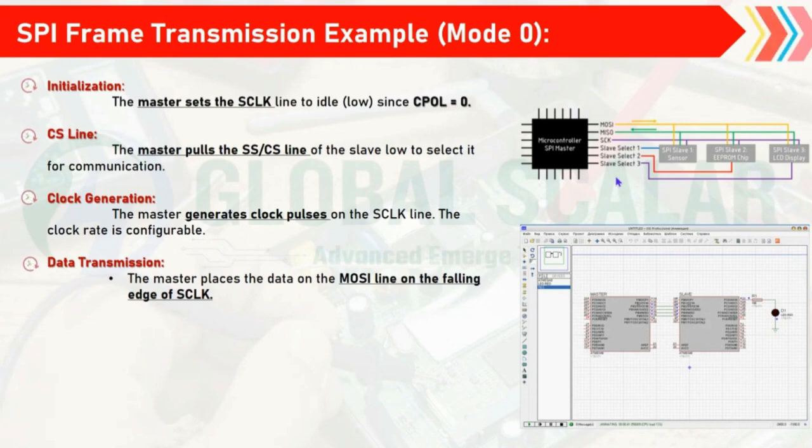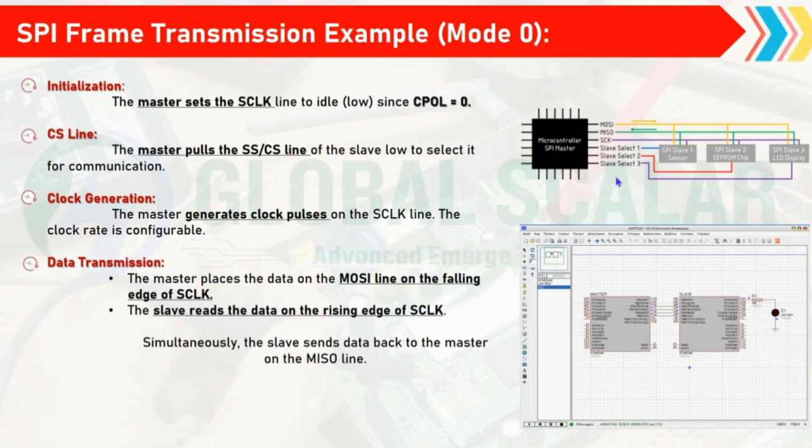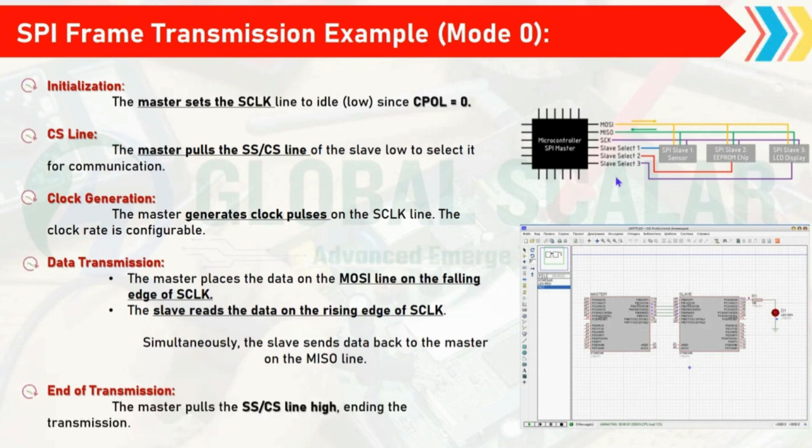Here, CPOL is 0 and CPHA is 0, so the data is driven on the falling edge of the clock. The slave reads the data on the rising edge of the clock. Simultaneously, the slave sends data back to the master on the MISO line, master input slave output. After that, the transmission ends when the master pulls the slave select or chip select line high.